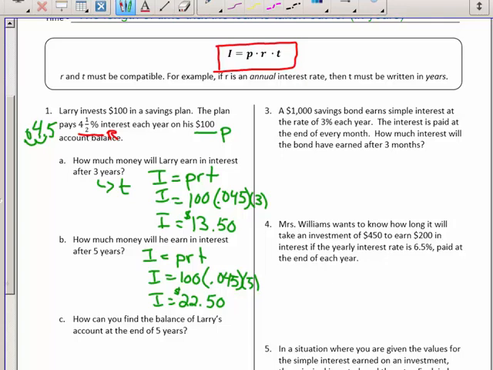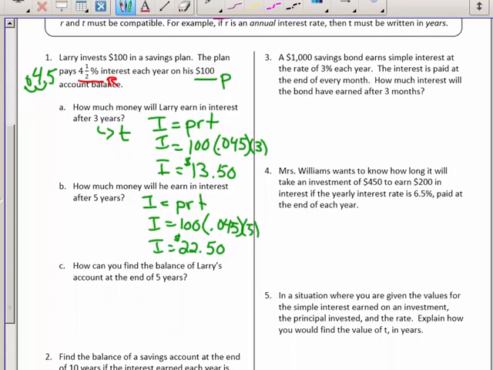$22.50. How can you find the balance of Larry's account at the end of 5 years? So again, what's happening is that you still keep your $100 that's in there, but now he's getting an extra $22.50. So in order to figure out how much he has in the account, we're going to add those two things together. $122.50.